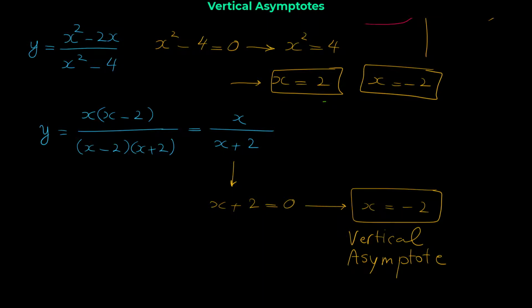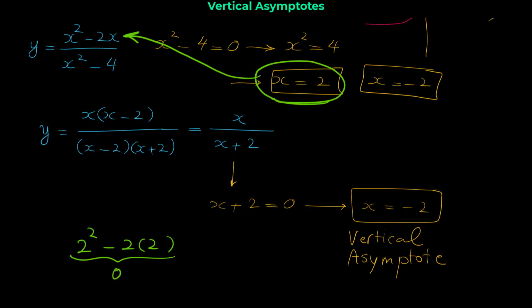Another way to make sure that the numbers you got by setting the denominator equal 0 are vertical asymptotes is to plug those numbers into the numerator. It must not equal 0. Otherwise, maybe those numbers are not vertical asymptotes. For example, here, if you substitute 2 in the numerator, what happens? Then you have 2 to the 2 minus 2 times 2. This is 0. And this shows that possibly x equals 2 is not a vertical asymptote.